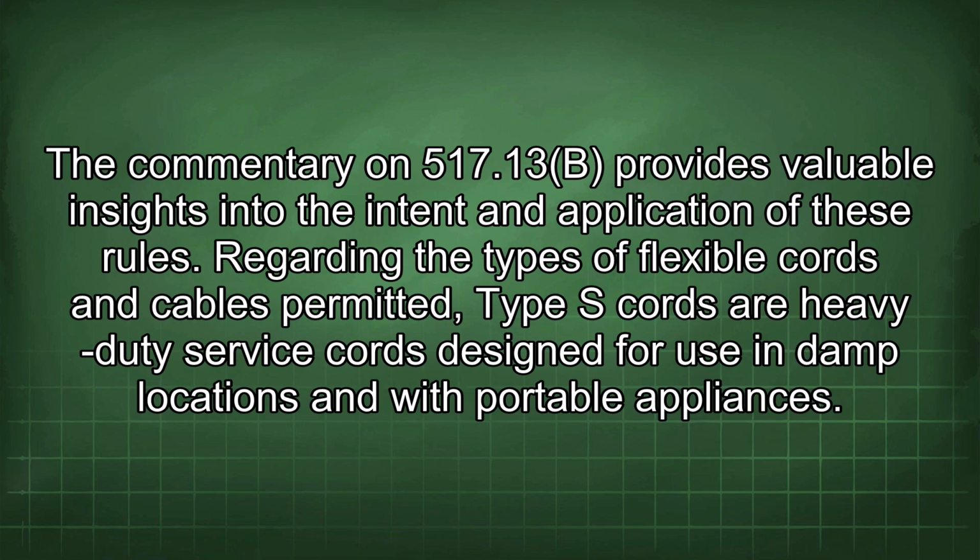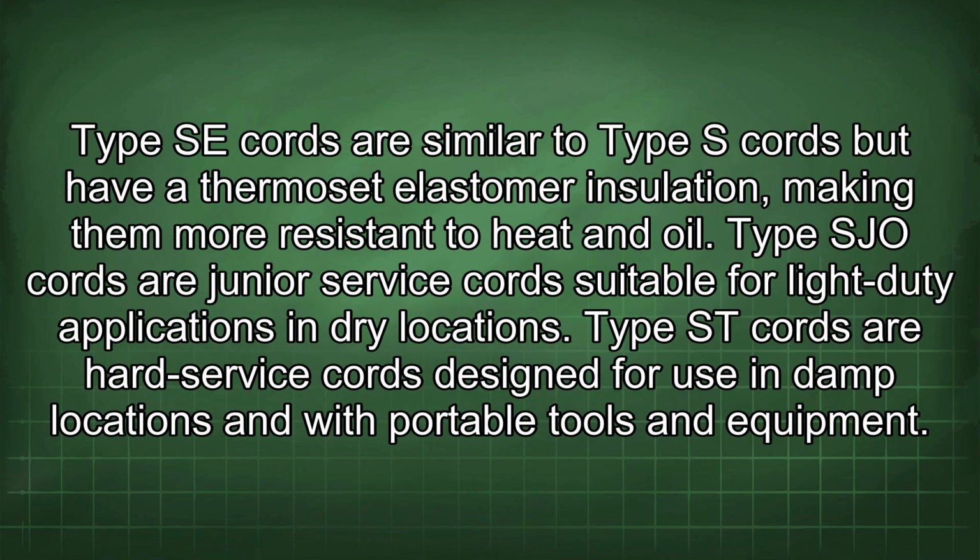Regarding the types of flexible cords and cables permitted, Type S cords are heavy-duty service cords designed for use in damp locations and with portable appliances. Type SE cords are similar to Type S cords but have a thermoset elastomer insulation, making them more resistant to heat and oil. Type SGO cords are junior service cords suitable for light-duty applications in dry locations. Type SD cords are hard service cords designed for use in damp locations and with portable tools and equipment.